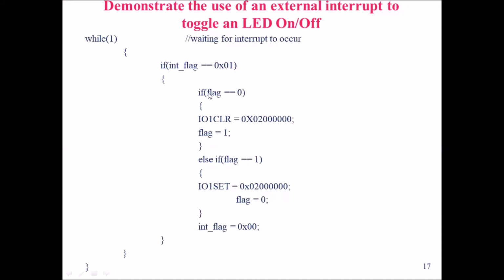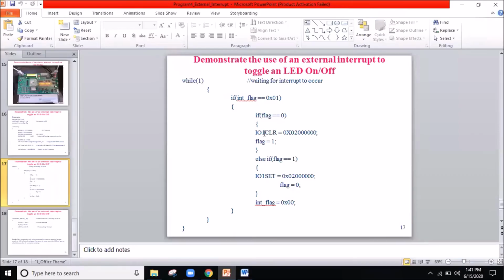What is there in the true part? Again, another if condition is there. If a flag is equal to 0, then the light should be off. That's why what I am doing is IO clear. So IOCLR1. This one can be written after IO, and also this one can be written after clear. Like this. So here in this instruction I have written IO1CLR.